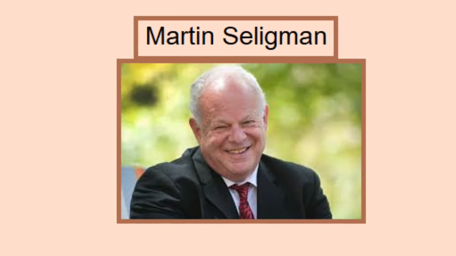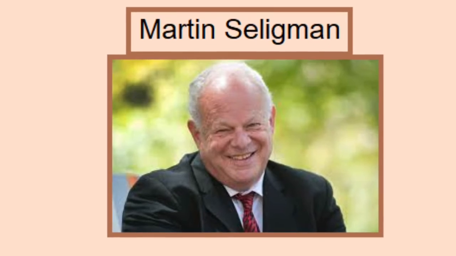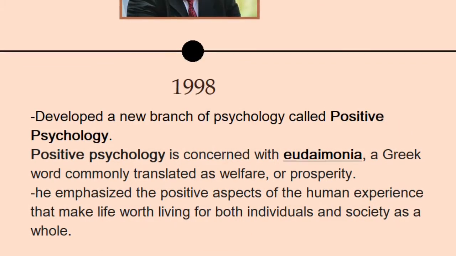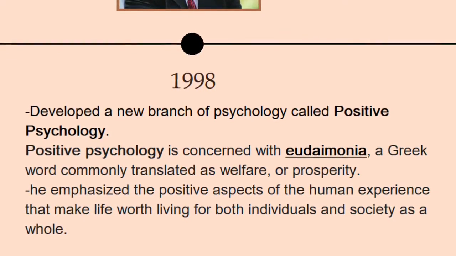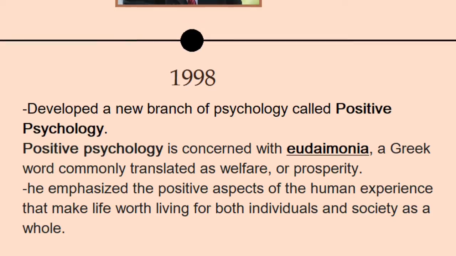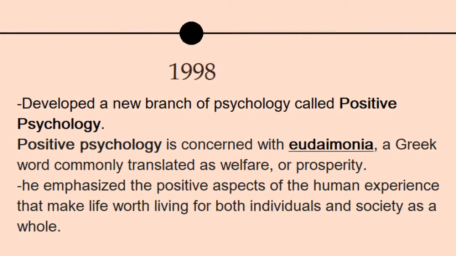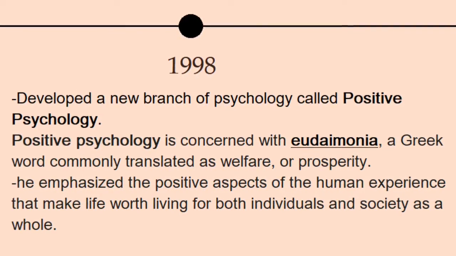In 1998, Martin Seligman developed a new branch of psychology called positive psychology, which is concerned with eudaimonia, a Greek word commonly translated as welfare or prosperity. He emphasized the positive aspects of the human experience that make life worth living for both individuals and society as a whole.